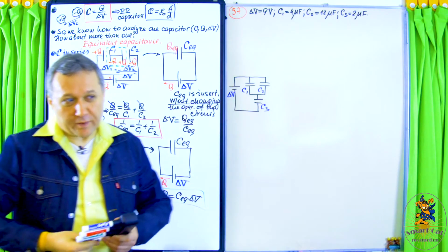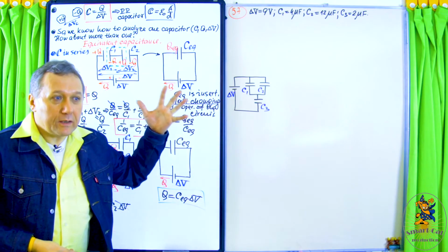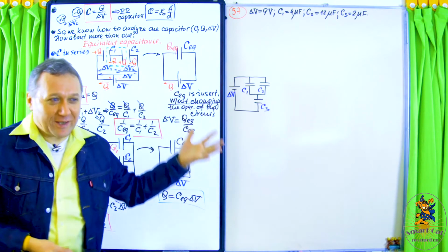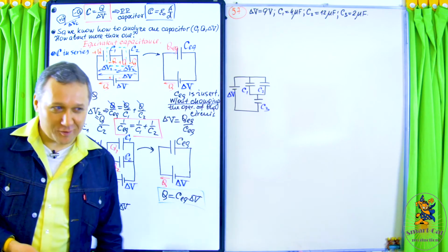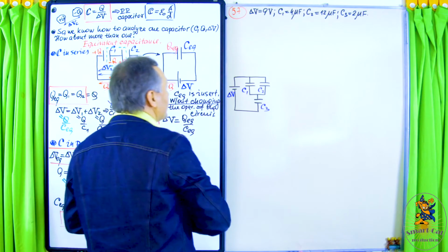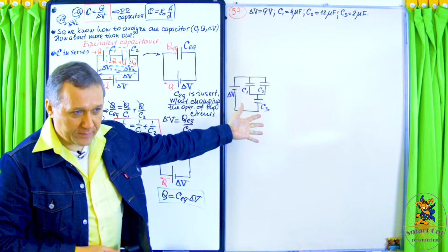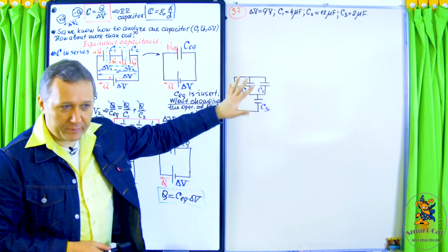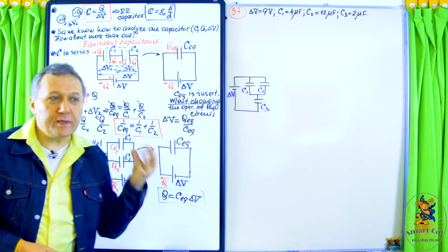You remember the units of capacitance, farads. Okay, so the question is: analyze the circuit. What does it mean to analyze this circuit? It's a circuit full of capacitors and a battery, and we know everything. The potential difference is given, so we don't need anything else. So what does it mean, analyzing?